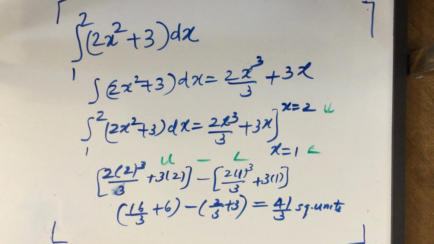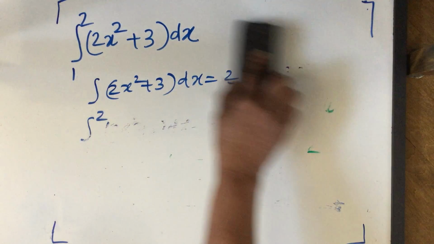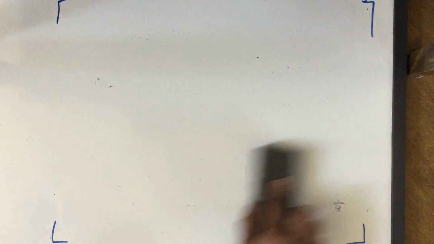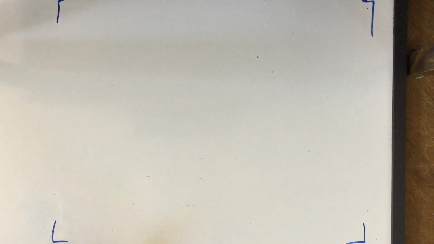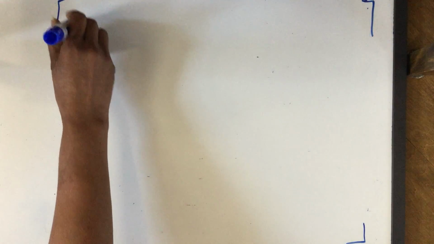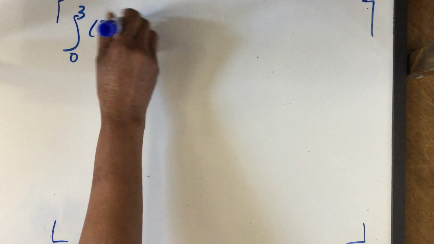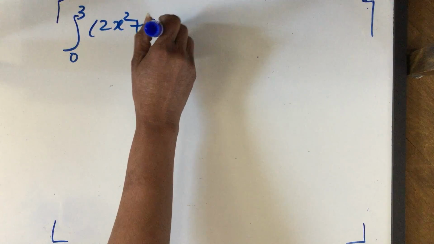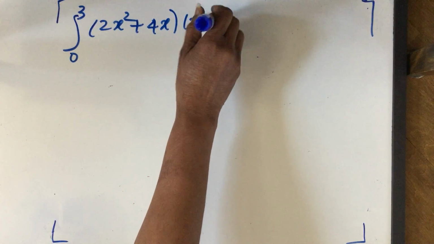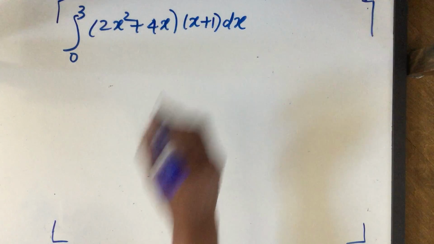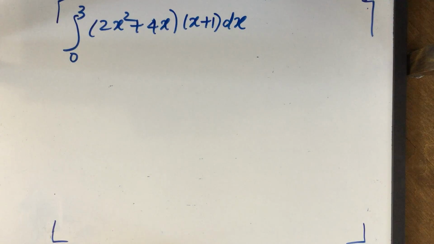So this is just the normal integration without any substitution. So now we'll see one with a substitution, the same definite integral with the substitution, which is the integral from 0 to 3 of 2x square plus 4x times x plus 1 dx. Of course we can open up the bracket and do it too, but I'm just going to do a normal substitution here.